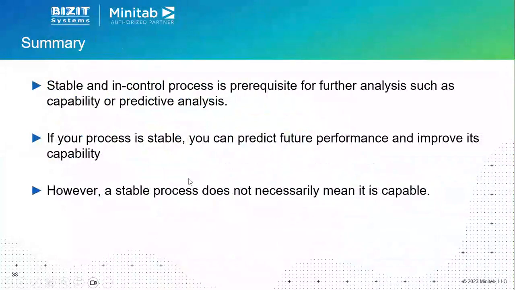Okay, so the Assistant says a stable and in control process is a prerequisite for further analysis such as capability or predictive analytics. So for those who want to measure CP, CPK, you need to look at the stability first. If your process is stable, you can predict the future performance and maybe you can improve your capability. However, a stable process does not necessarily mean it is capable. So for this statement, you need to go for the capability analysis. A stable process does not necessarily mean it will be capable.